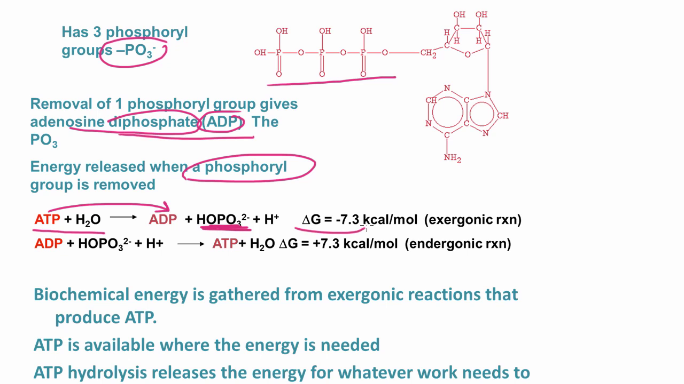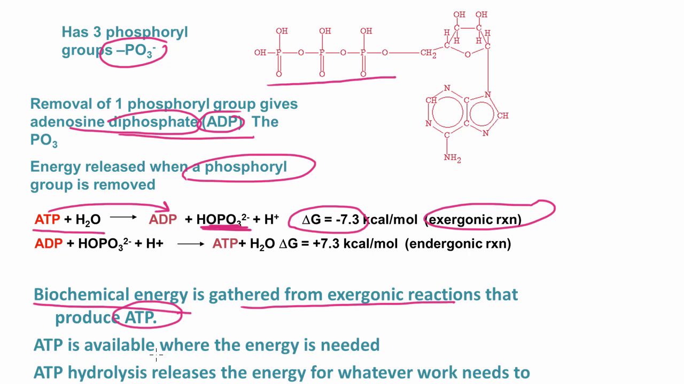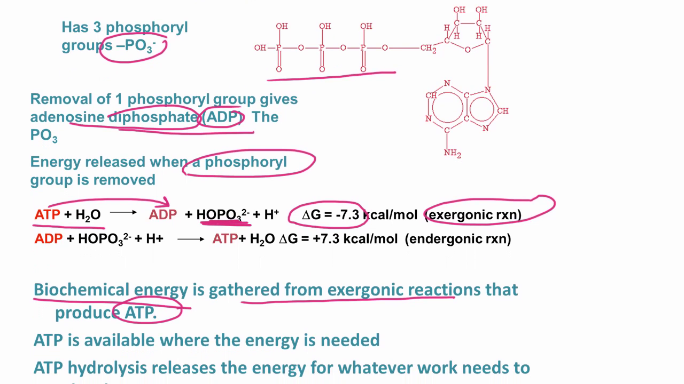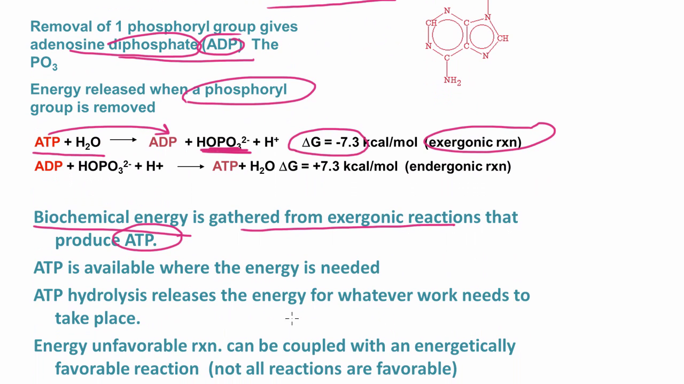And notice our delta G, or the energy released, is 7.3 kilocalories. So this would be an exergonic reaction. The biochemical energy that's needed is gathered from exergonic reactions that produce ATP. ATP is available where energy is needed, of course. ATP hydrolysis releases the energy for whatever work needs to take place.